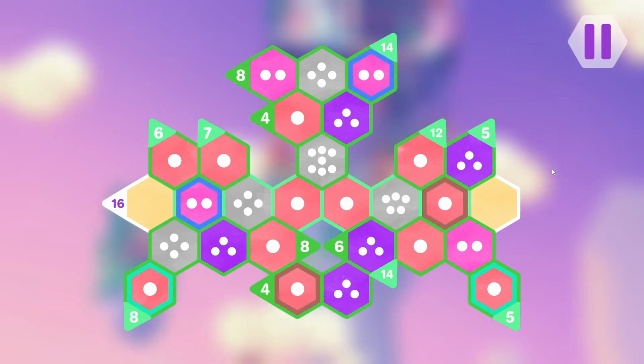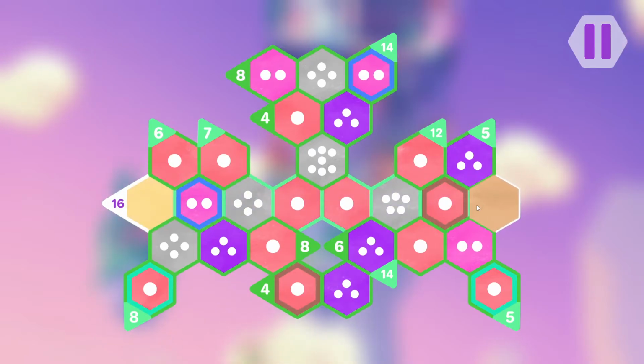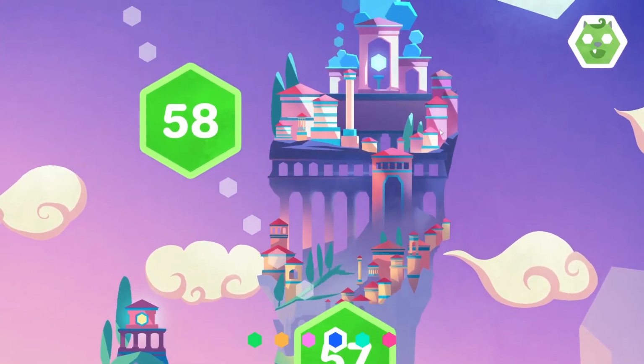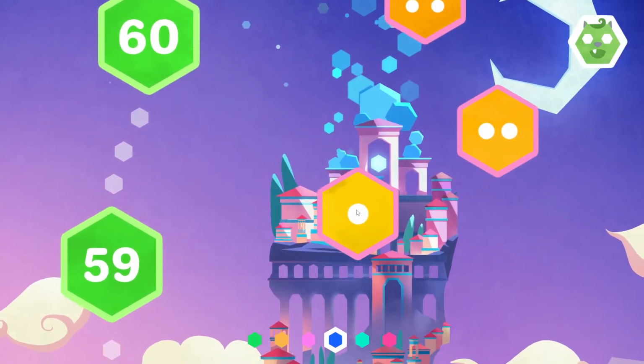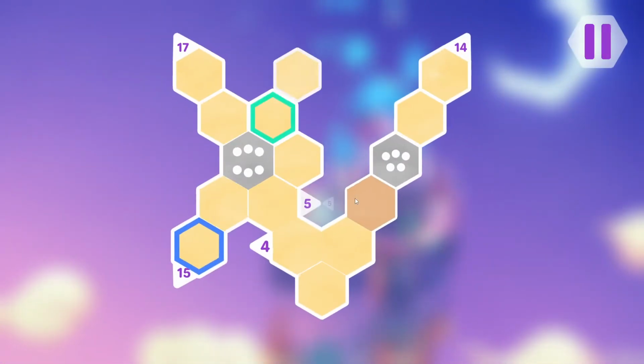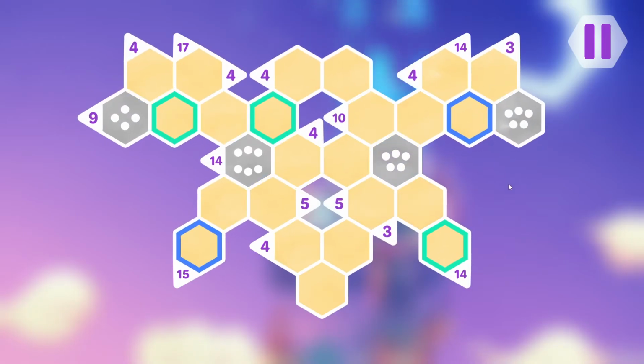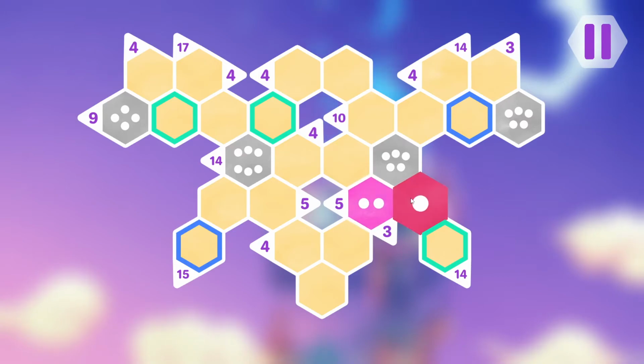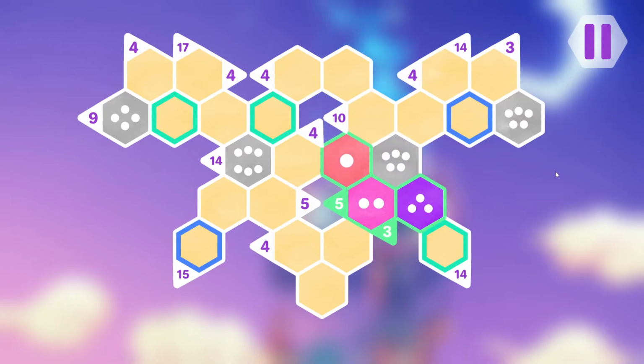Okay, what do we have left? Let's count. We have 6, 7, 8, 12, 14. 14 and 2 remaining, and 2 cells, so 1 and 1. Okay, let's move up. Oh, right here. Okay, so we have 5 and 3 from the get-go. So this is 2, this is 3, and this is 1. That's good.